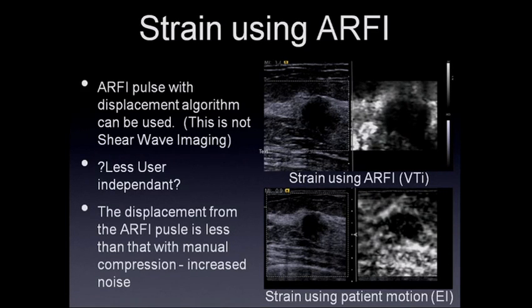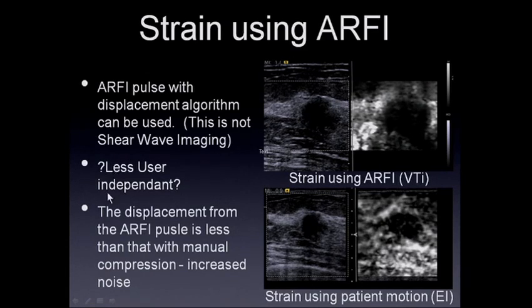Let's move on to strain imaging using ARFI. In addition to using patient motion or hand motion to cause the displacement of the lesions, we can also use an ARFI push pulse, which can be used to move the tissue. So this is not shear wave imaging. Here we're using the ARFI pulse to just generate the movement in the tissue, and we use the strain algorithm to interpret the images. Again, what we see in these cases is that the lesion on the B-mode image gets larger on the strain imaging, again consistent with a malignancy.